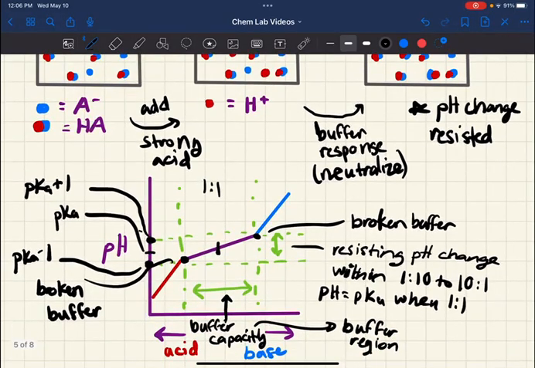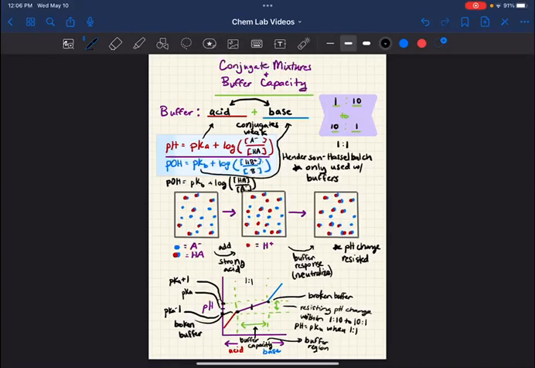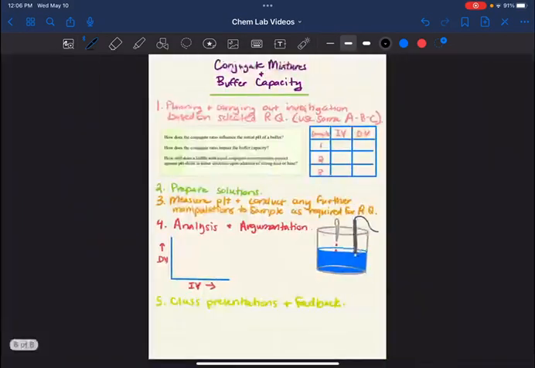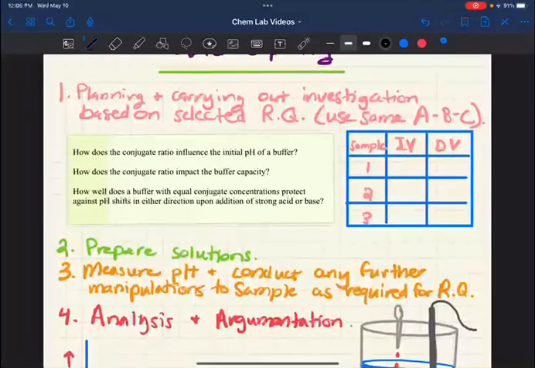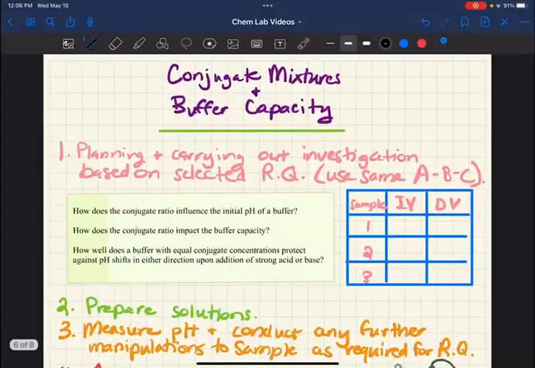Okay, so that is kind of an overview of the conceptual. So now let's look at what you're actually doing in this experiment. In this acid-base conjugate mixtures experiment, you will be planning and carrying out an investigation based on a selected research question. You're going to use the same set of acid-base conjugates that you used in the first part of this project, so that you can carry on things that you've already learned about it and build that into your conceptual understanding as you do this experiment around buffers.